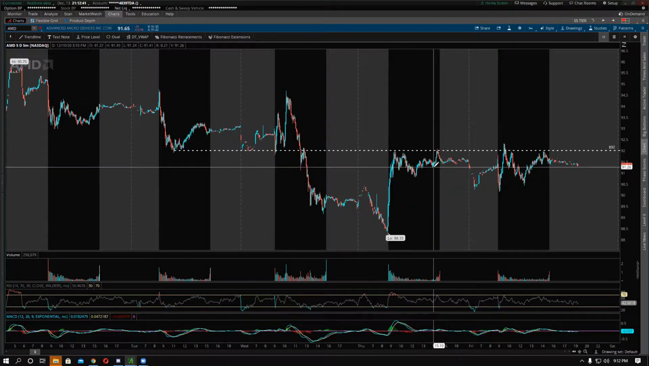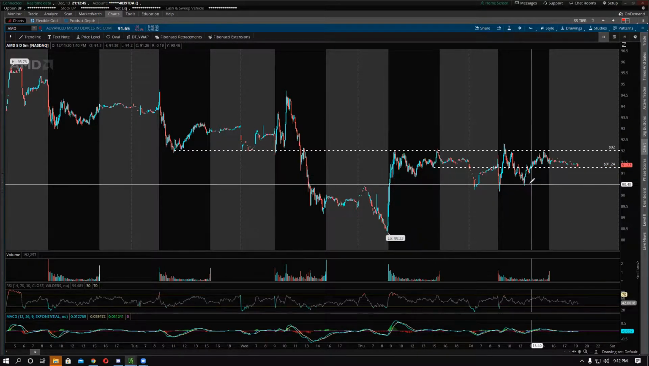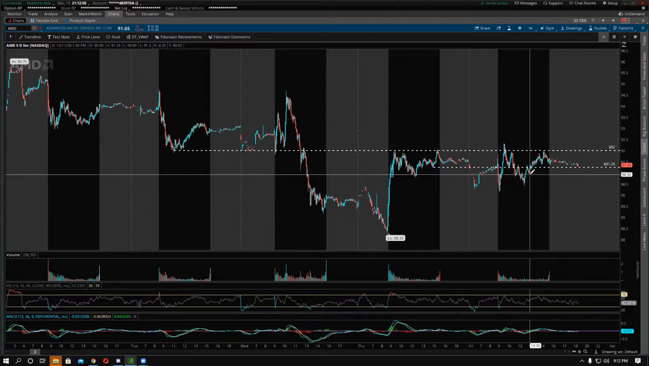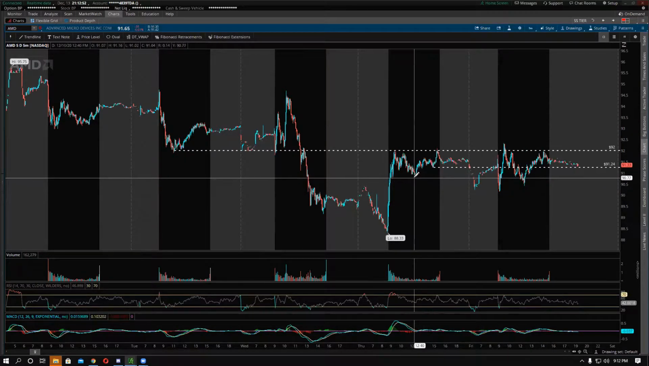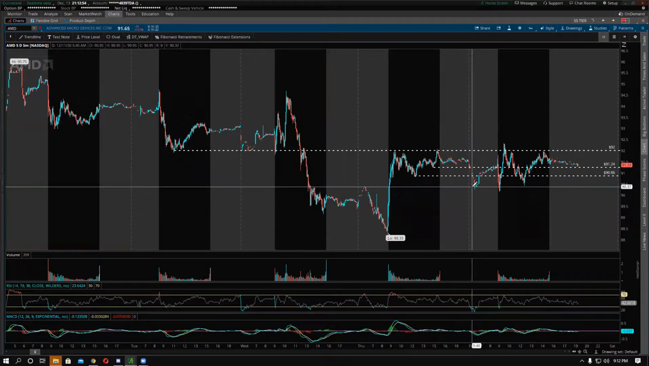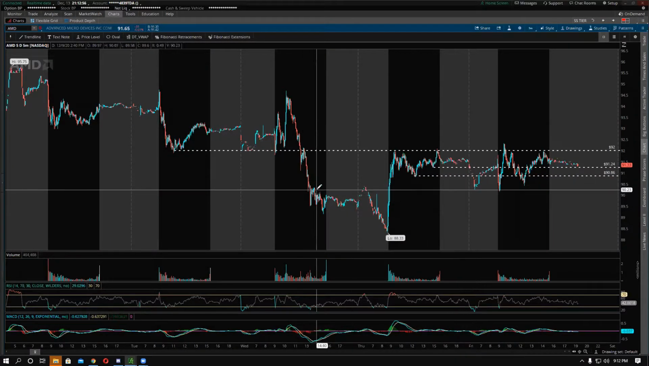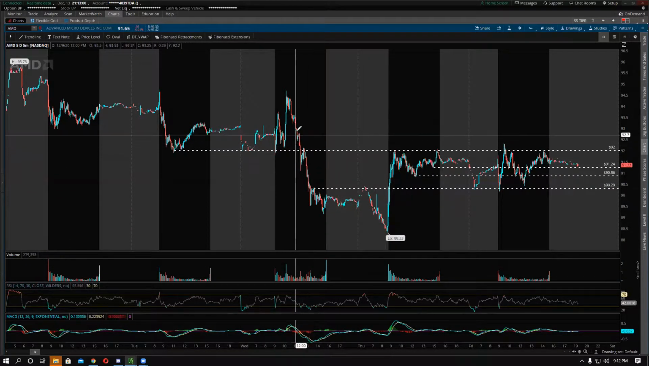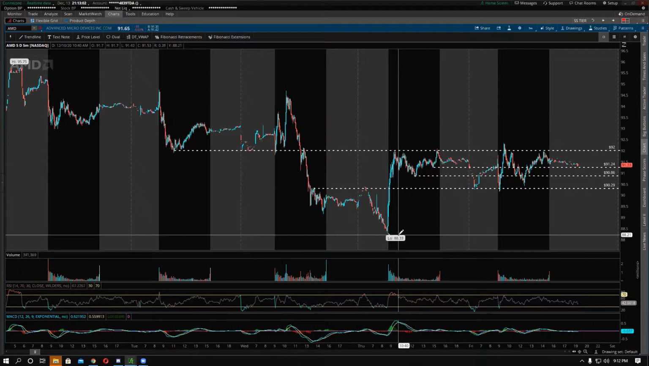Whichever day that was, was it Tuesday? On Tuesday, it bounced off that line. Then on Wednesday, it went straight below that line, tried to come back up. It got rejected pretty hard, flushed all the way down to 88 by open on Thursday. And it's trying to pass that resistance again. Hopefully we can clear 92 tomorrow.